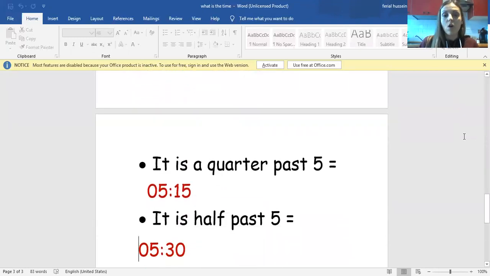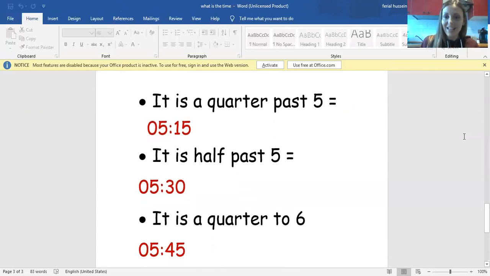It is a quarter past 5. We write it 05, 2 dots, 15. So it is a quarter past 5. Now I want you to say it. Okay, let's go on to the next one.